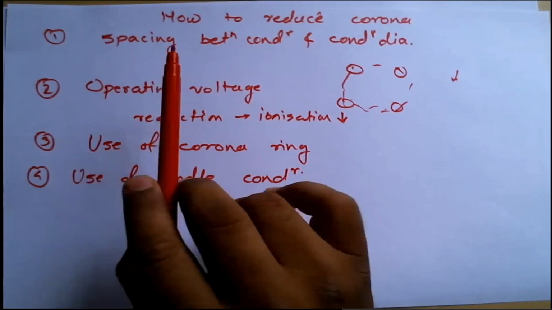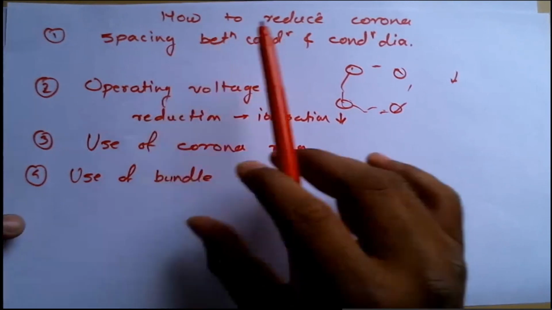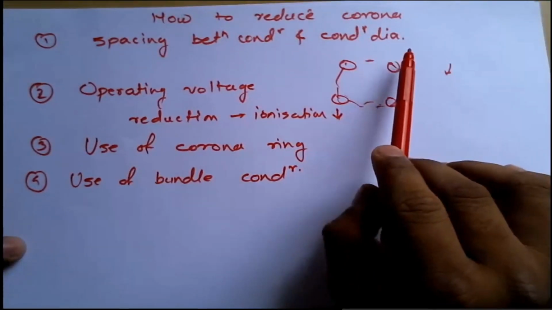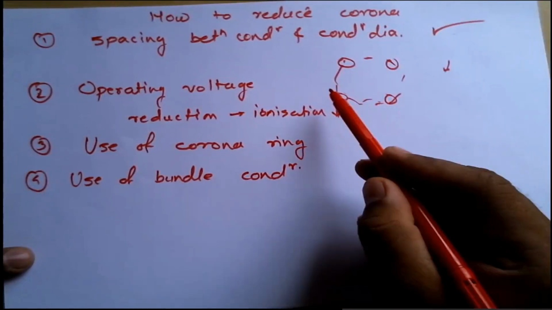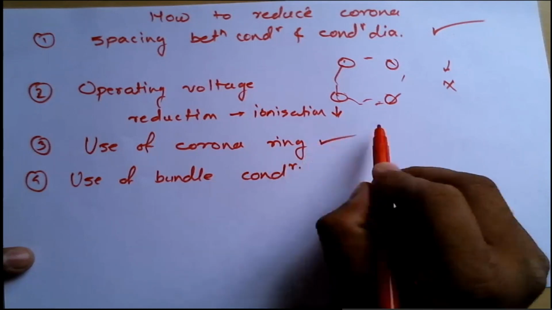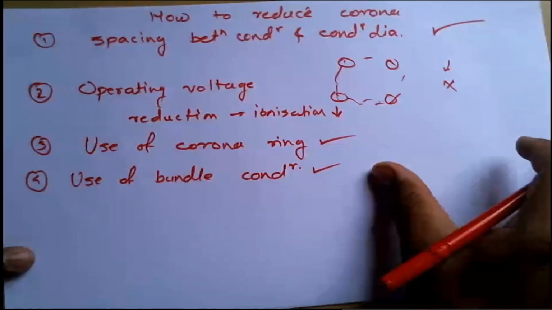And after that we have seen how to reduce corona. There are four factors: spacing between the conductors and conductor diameter, which is generally the means used. Second is operating voltage, which is not used because we have to go for higher voltages. Then the use of corona ring and use of bundle conductor. So these are the standard methods to reduce the corona.